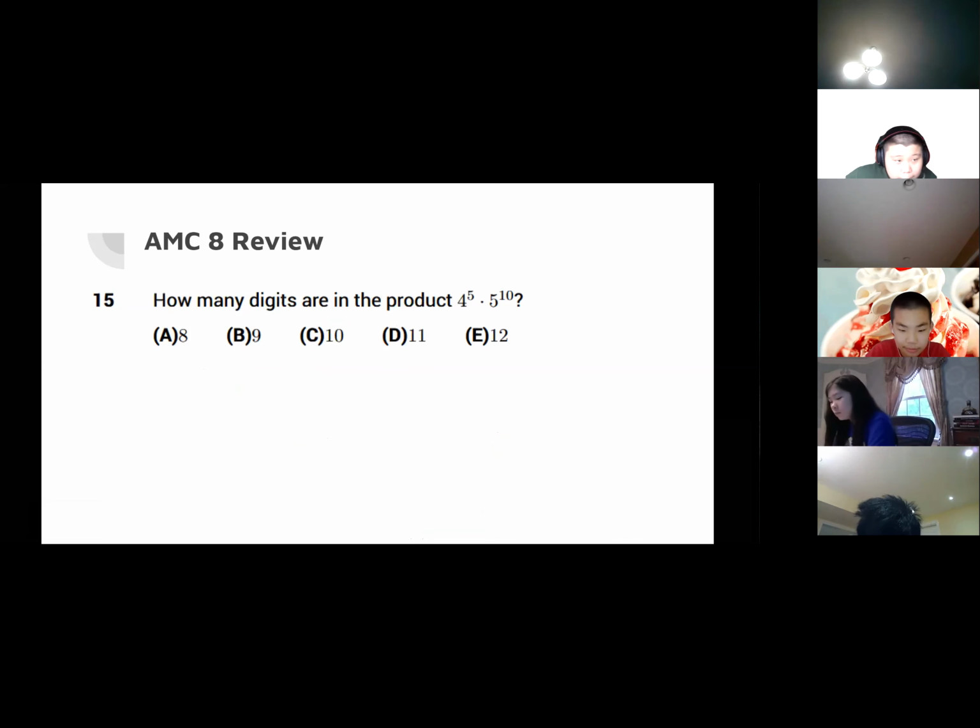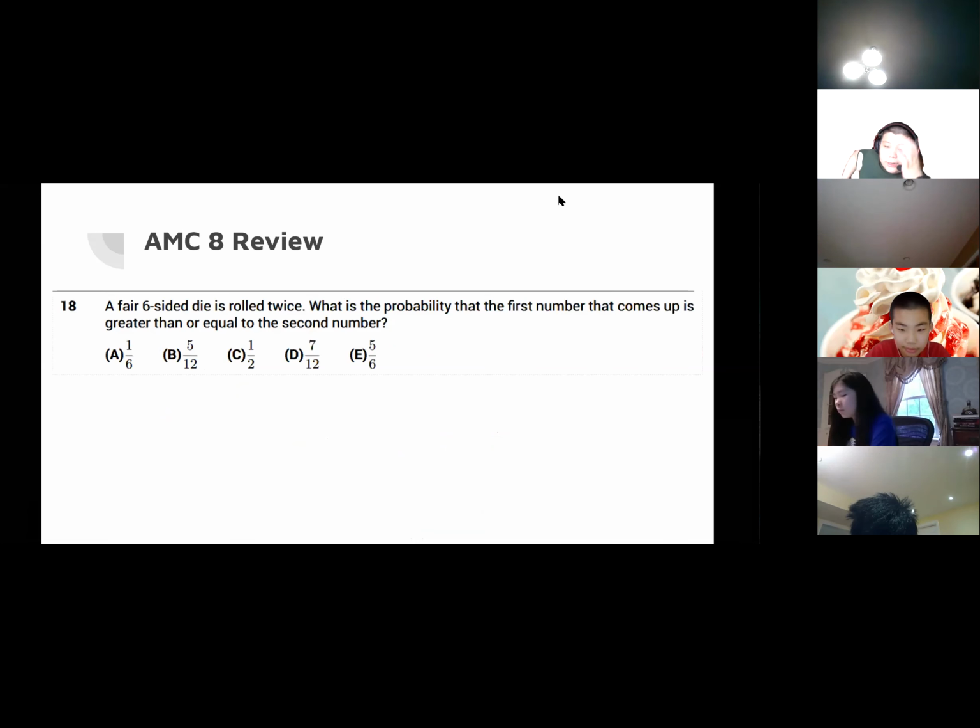So the next problem is going to be number 18. A fair six-sided die is rolled twice. What's the probability that the first number that comes up is greater than or equal to the second number?